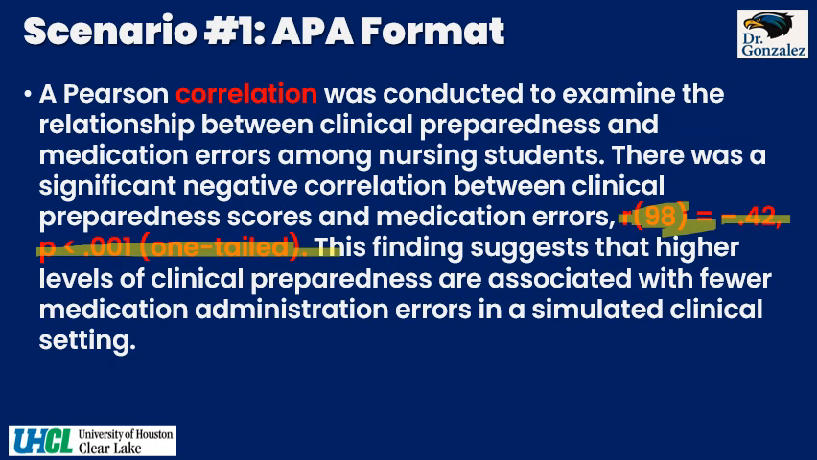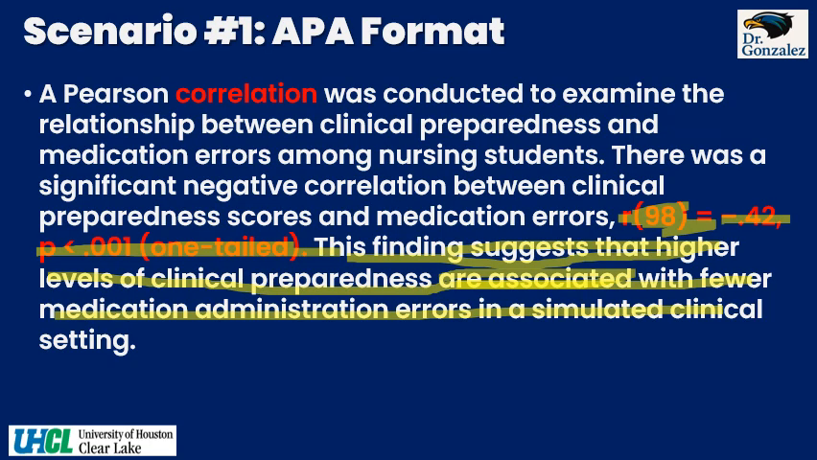So we would explain the finding. This finding suggests that higher levels of clinical preparedness are associated with fewer medication administration errors in a simulated clinical setting. Remember, this wasn't an actual setting where they were working with patients. It was simulated. And notice, I did not say being more clinically prepared causes you to make fewer errors. Why? That would be making a causation, and we can't do that. But what I can do is say that the higher clinical scores are associated with fewer medication errors, because that's what a Pearson correlation does. Okay?